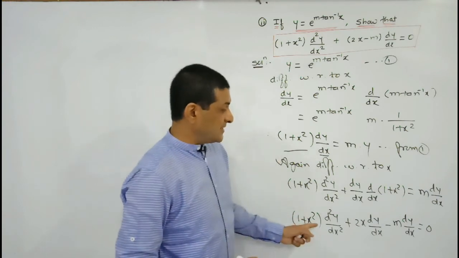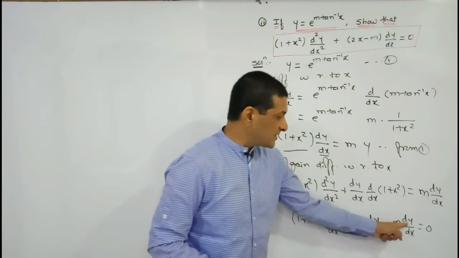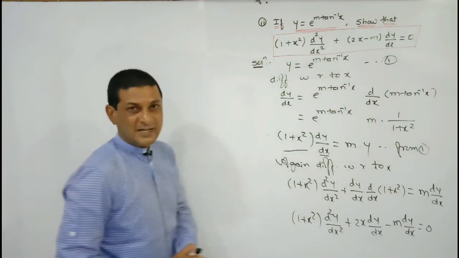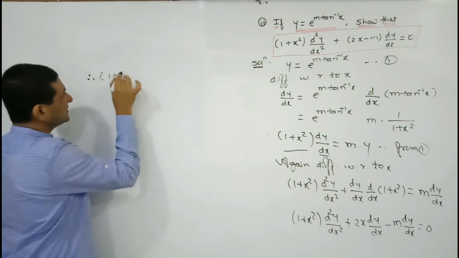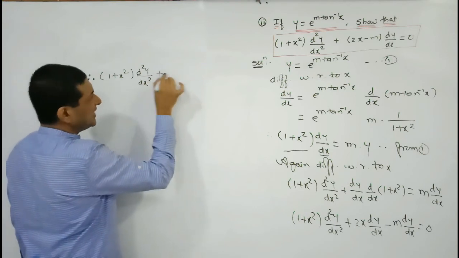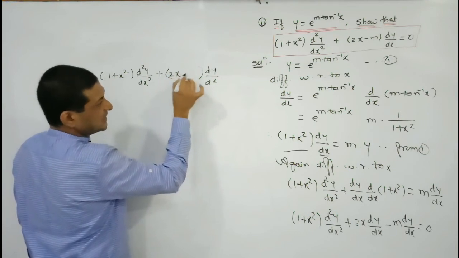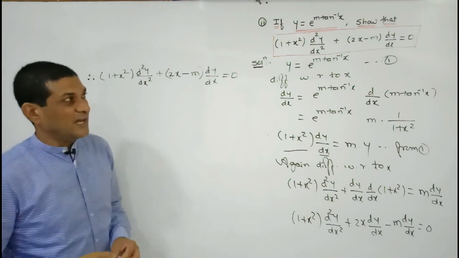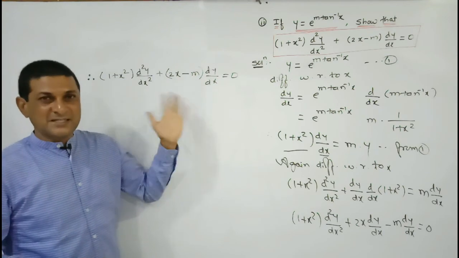Well, now compare this expression with our required result. We already have the first term, and here two terms of dy/dx are there. If we take dy/dx common from these two terms, we can observe that we will get our required result. So this can be written as (1 + x²) d²y/dx² plus, simply taking dy/dx common from both terms, here we will get 2x and here we will get minus m, is equal to 0. In this way we have got our required result. Here we have taken dy/dx common from the last two terms, and this is the result which we want.